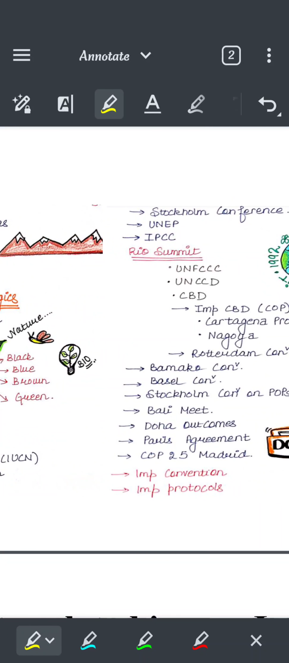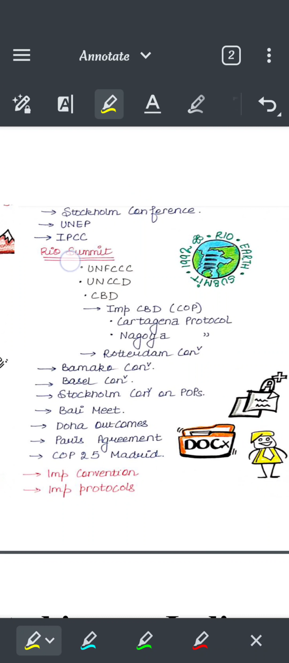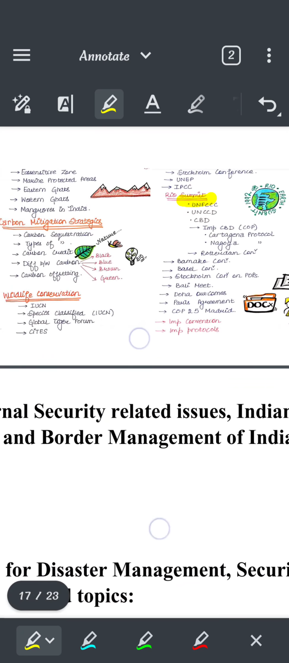And next is the Rio Summit in 1992, which happened in 1992. That is also very important, in which the UNFCCC was formed.